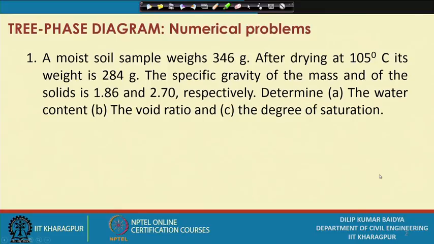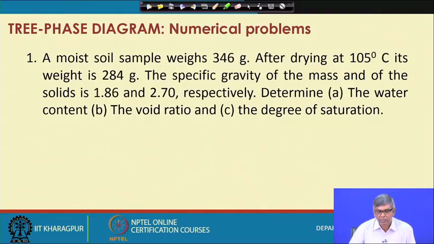It is a moist soil sample weighing 346 grams. After drying at 105 degrees centigrade, its weight is 240 grams. The specific gravity of the mass and of the solid is 1.86 and 2.70 respectively. Determine A, the water content, B, the void ratio, and C, the degree of saturation. This problem we will try to see the solution.